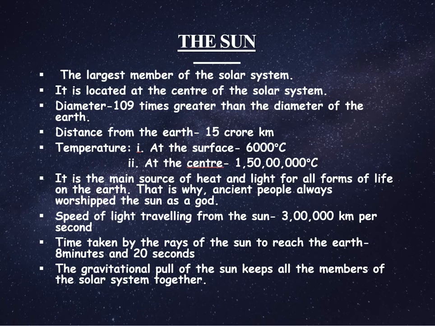The speed of light traveling from the sun is 3,00,000 km per second. The time taken by the rays of the sun to reach the earth is 8 minutes and 20 seconds. Go with these data only, because these data are given in your book. Okay. The time taken by the rays of the sun to reach the earth is 8 minutes and 20 seconds.